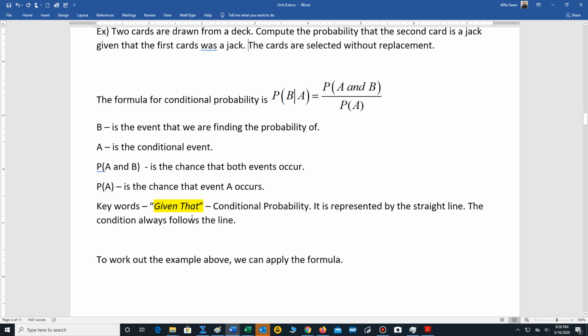Some of the key words you're looking for would be "given that." Whenever you see those two words in a problem involving probabilities, you're dealing with conditional probabilities. And "given that" corresponds to this straight line that we see between B and A. The condition always follows the line.